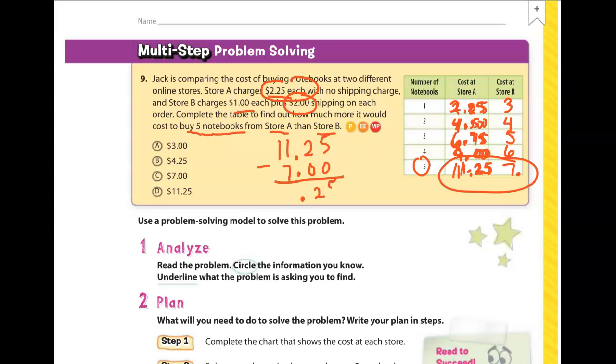Very good. So 11 minus 7 is 4. So which answer choice is the best answer? Excellent. B, $4.25 is how much more expensive store A is than store B.